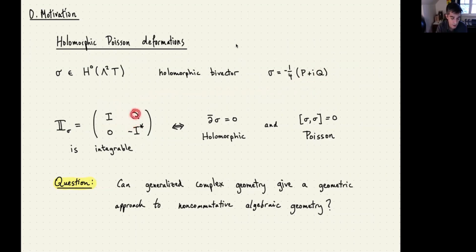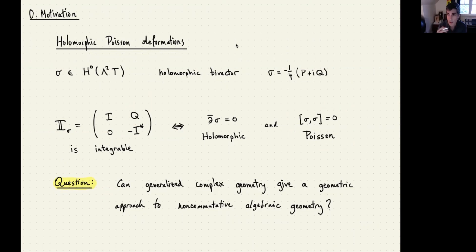And because Q is the imaginary part of a 2-0 bivector field, it turns out that this thing squares to -1. And it is integrable if and only if this is holomorphic and this bivector is Poisson. So this holomorphic Poisson structure gives rise to a deformation of the generalized complex structure where this thing is turned on. So we go from complex to holomorphic Poisson.